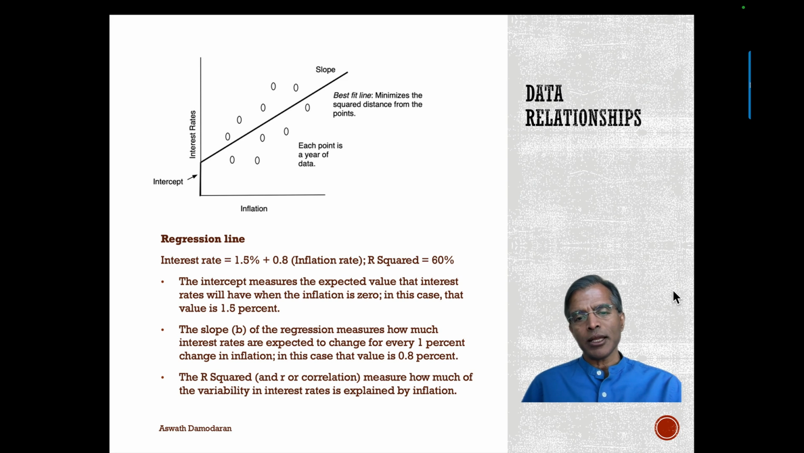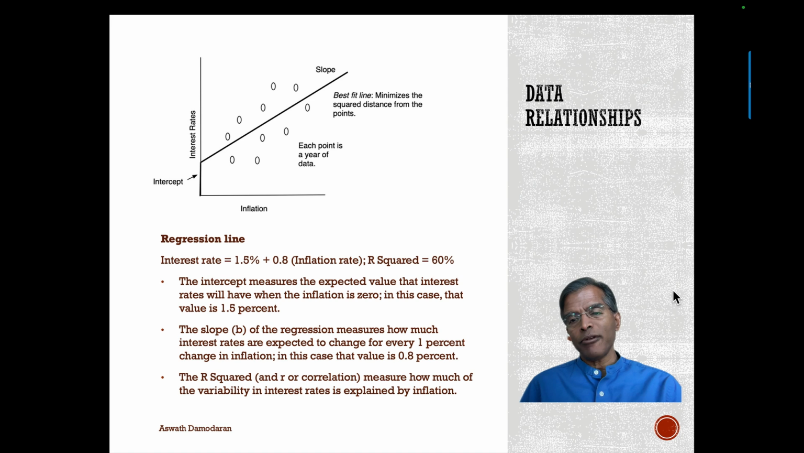For instance, in this particular case, let's suppose the regression line tells you the interest rate is equal to 1.5%, that's called the intercept, plus 0.8, that's the slope, times the inflation rate. It says the R squared is 60%. Let's break down that regression very simplistically. Let's start with the R squared. 60% of the variation in interest rates is explained just by changes in inflation. Obviously, if it's 100%, you're explaining all of the relationship. If it's 0%, you're explaining none of it. So that's the range, 0 to 100%.